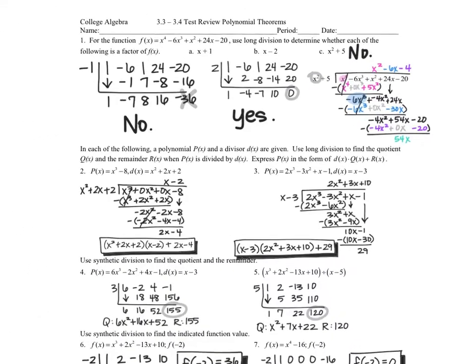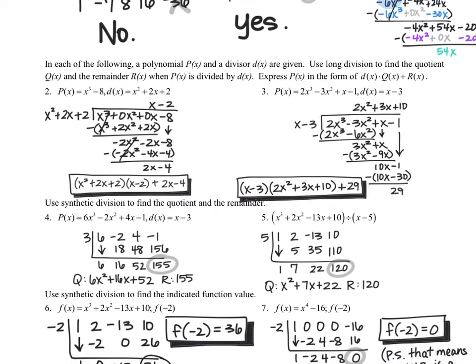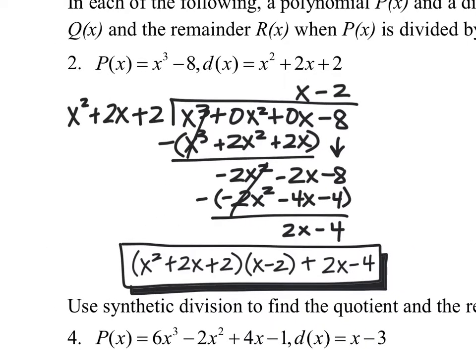Number 2 and 3 ask us to divide and to write the answer in a particular format. So we're going to have the divisor times the quotient plus the remainder. So that is what I went ahead and did right here. So x squared times what gives you x cubed? Well, that's x. Multiply x by this entire expression, and then subtract.